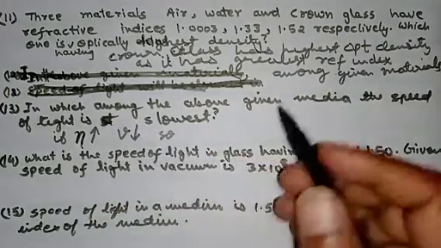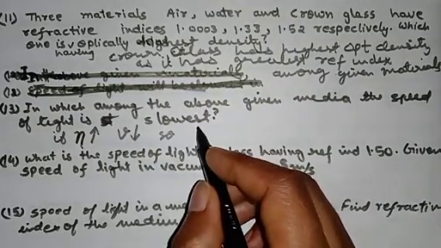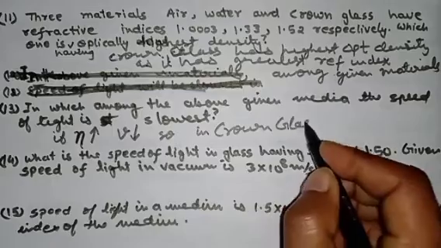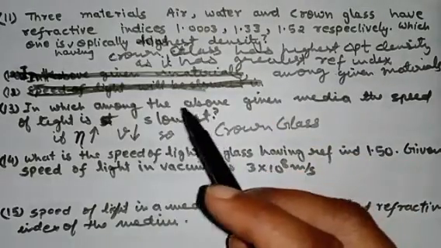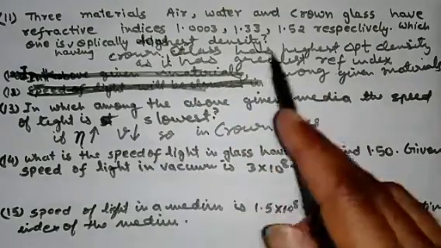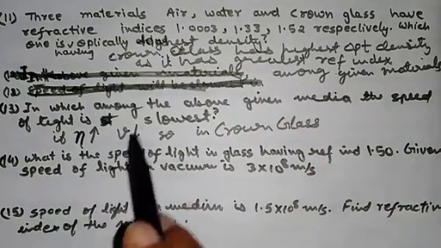So again, crown glass. Well, actually they haven't asked for the explanation. So for the first one, you can directly write crown glass, that's all. Here you can directly write crown glass.